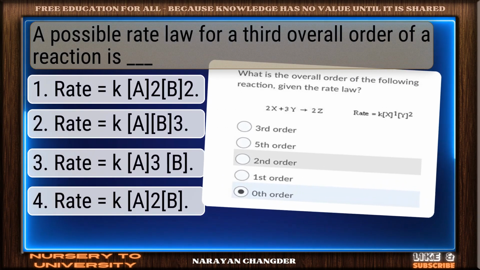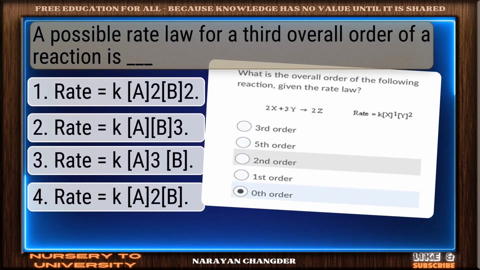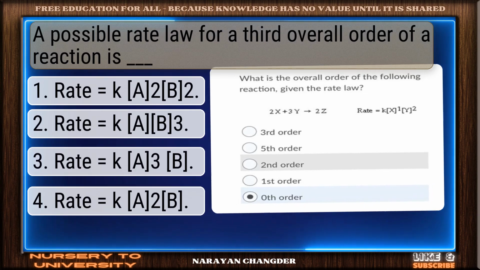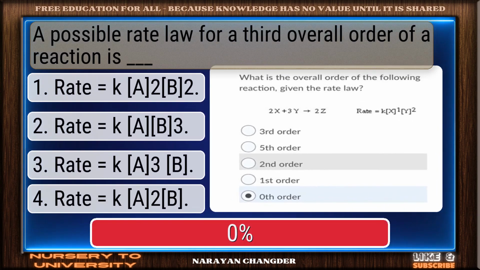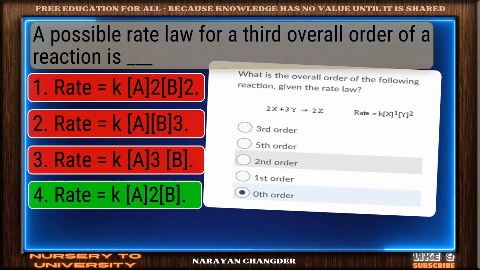Option 1, rate equal to k[A]². Option 2, rate equal to k[A]³. Option 3, rate equal to k[A]³. Option 4, rate equal to k[A]²[B]. On track, rate equal to k[A]²[B].